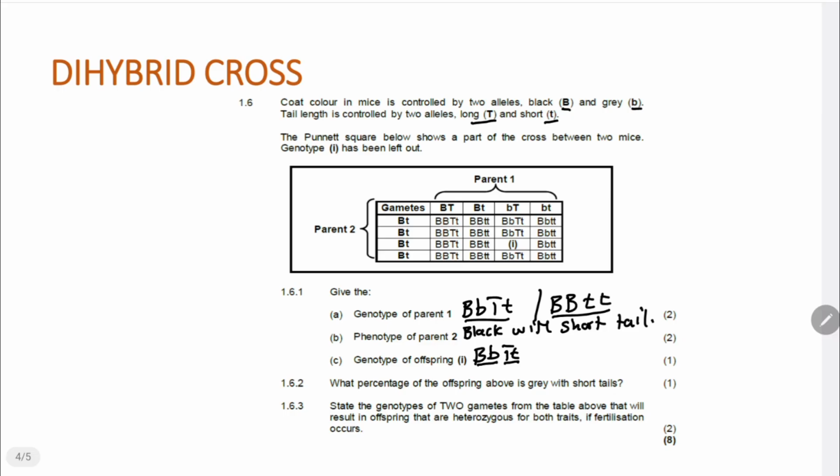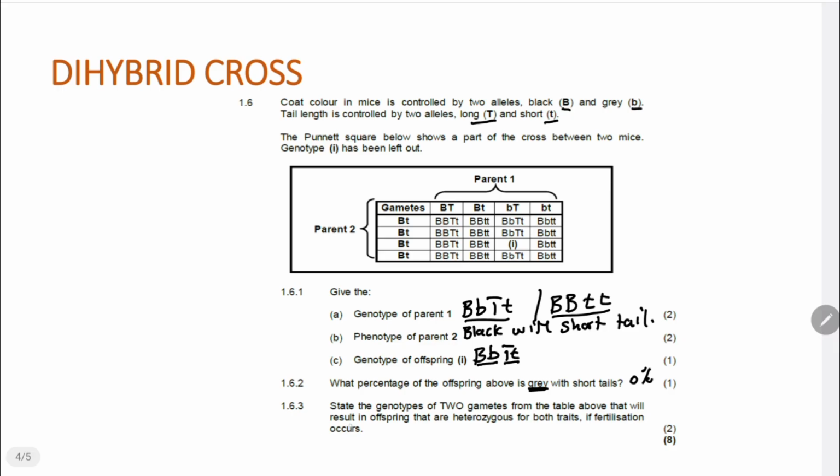Right. 1.6.2, it says, what percentage of the offspring above is gray with short tail? What percentage? Now, let's look at this. In order for them to be gray, they must be small letter b, because gray is the recessive trait, right? But neither of the offspring here have got gray coats, simply because of parent number 2, who only has the allele for black coat, which is dominant. So the percentage here is going to be 0%, because neither of the offspring have got gray coats. So the percentage is going to be 0%.